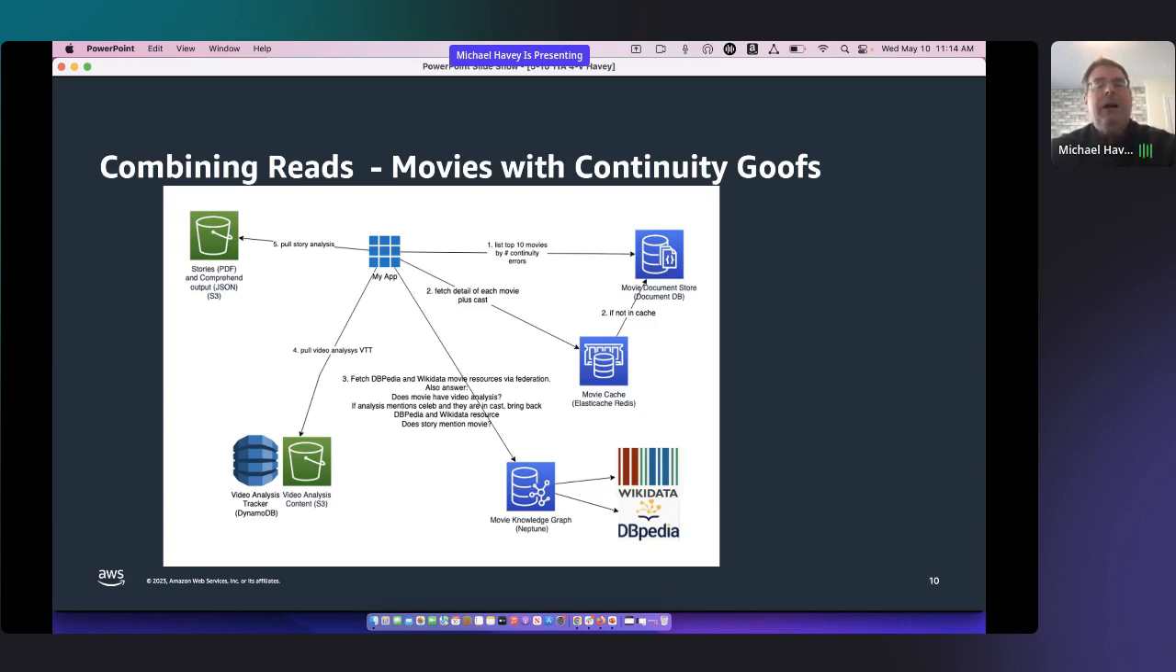And then in step three, I might gather together more information about those movies based on the relationships that are maintained in the knowledge graph, including going out to Wikidata and DBpedia through federation to get additional information about the movies. And then in step four, I would pull in any video analysis that I have for these movies. And in step five, I would pull any story analysis, stories that happen to mention these movies. I'll also bring in those results.